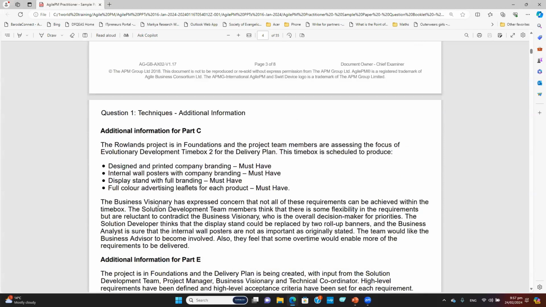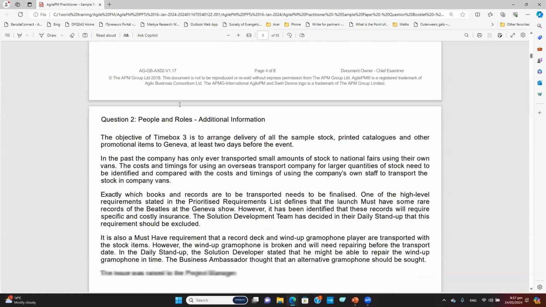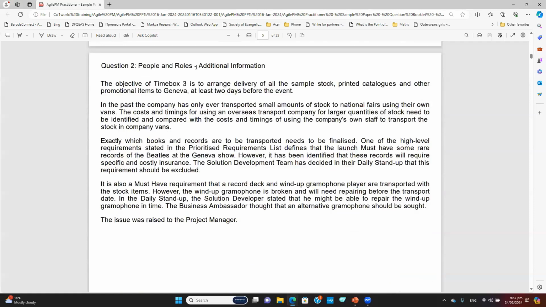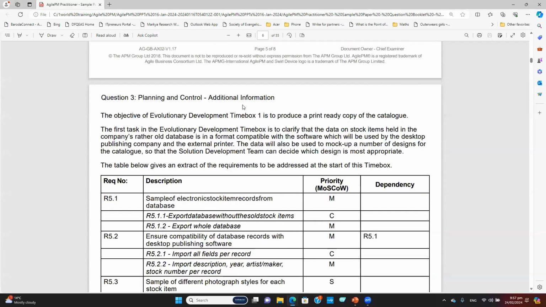But certain questions might have additional information. For example, question number 1 on techniques. If the question paper prompts you to read additional information pertaining to question number 1, that's when you would need to come back again to the scenario and read through the additional information pertaining to the scenario. So question number 1 is on techniques, and this is the additional information. Question number 2 is the syllabus area on people and roles, and this is the additional information pertaining to question 2. Question number 3 has some additional information pertaining to syllabus area 3, which is planning and controlling.